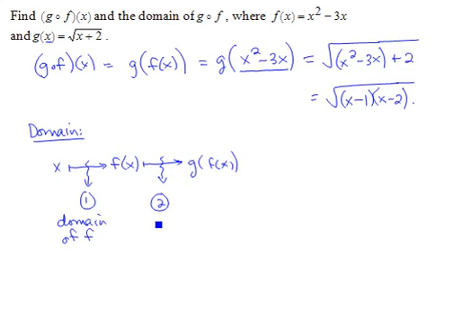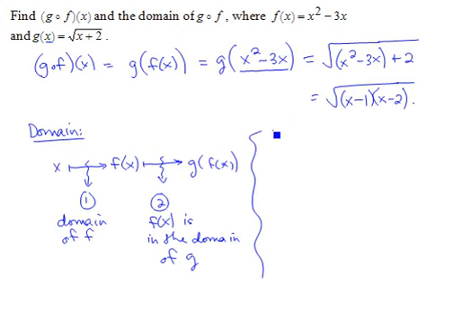These restrictions come from making sure that f of x is in the domain of g, and so there will be restrictions on x so that we make sure that the f of x values are in the domain of g. Alright, let's have a look at each of those. The first restrictions come from the domain of f. F is the function x squared minus 3x, and the domain of f is the set of all real numbers. So there are no restrictions coming from that first step.